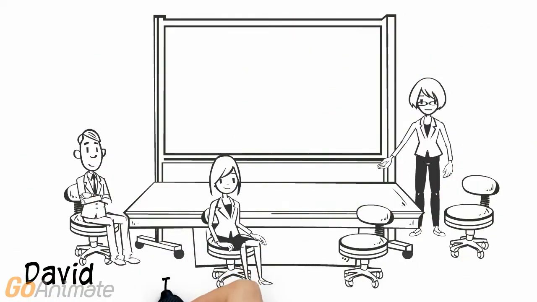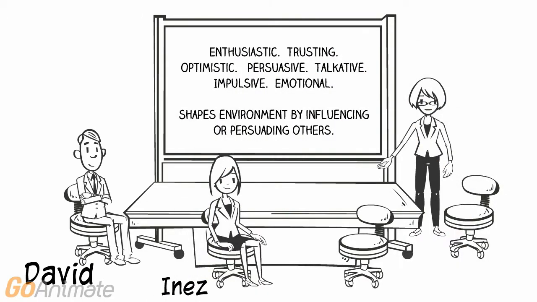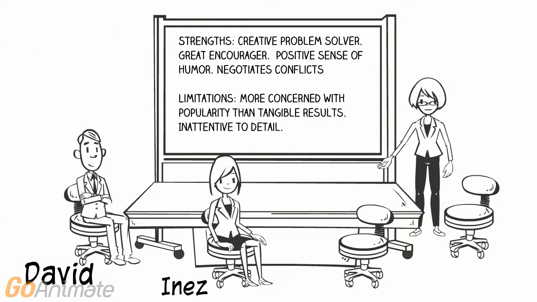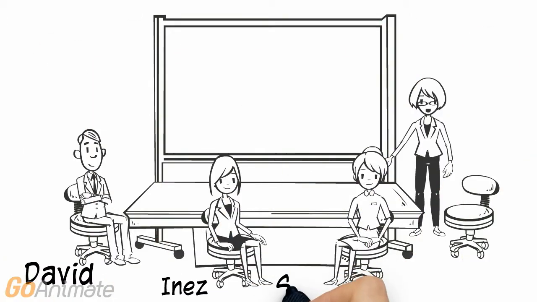Inez is a high I. She is enthusiastic, trusting, optimistic, persuasive, talkative, impulsive, and emotional. She shapes her environment by influencing or persuading others. Her strengths are that she's a creative problem solver, a great encourager, she has a positive sense of humor, and she's good at negotiating conflicts. Her limitations are that sometimes she's more concerned with popularity than with tangible results, and she can be inattentive to detail at times.